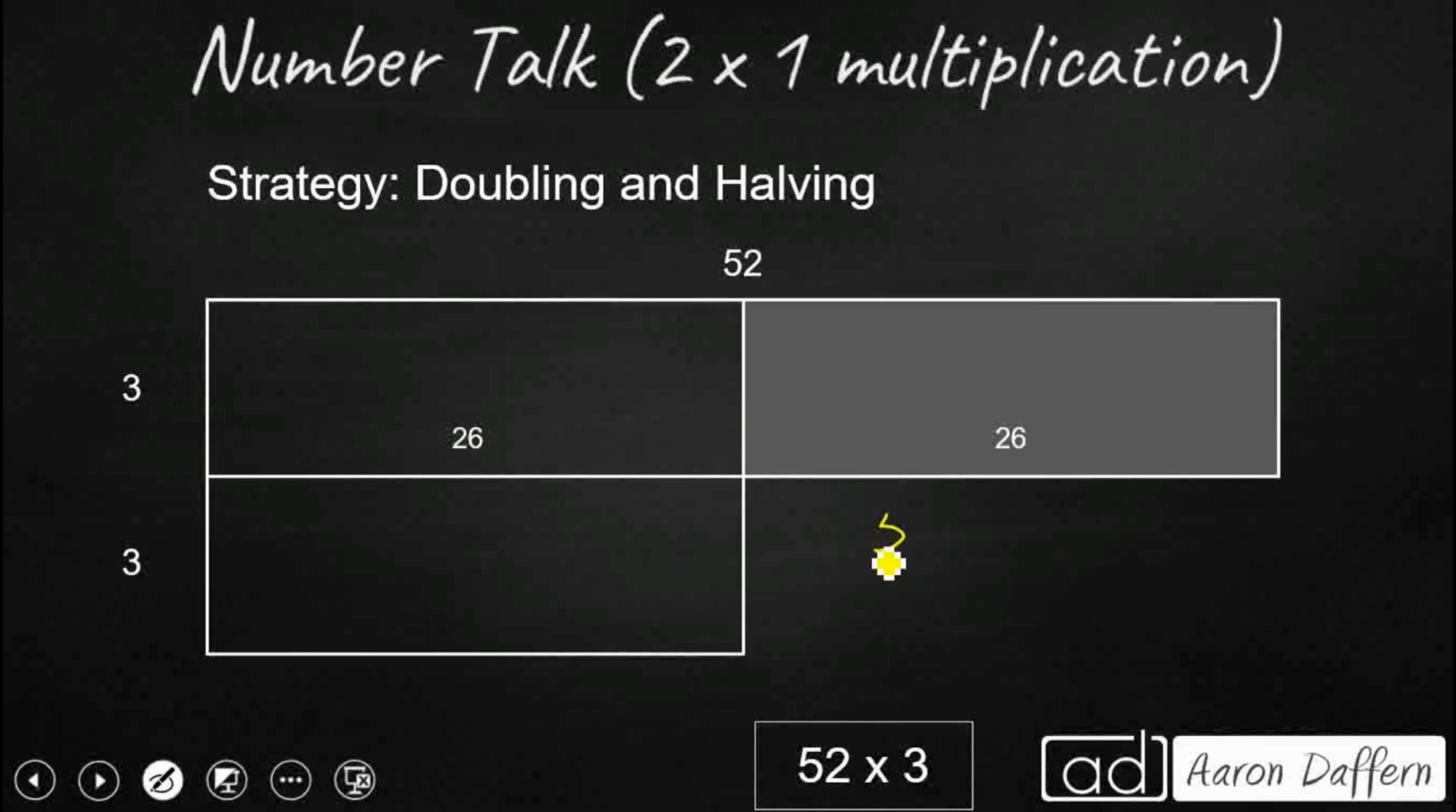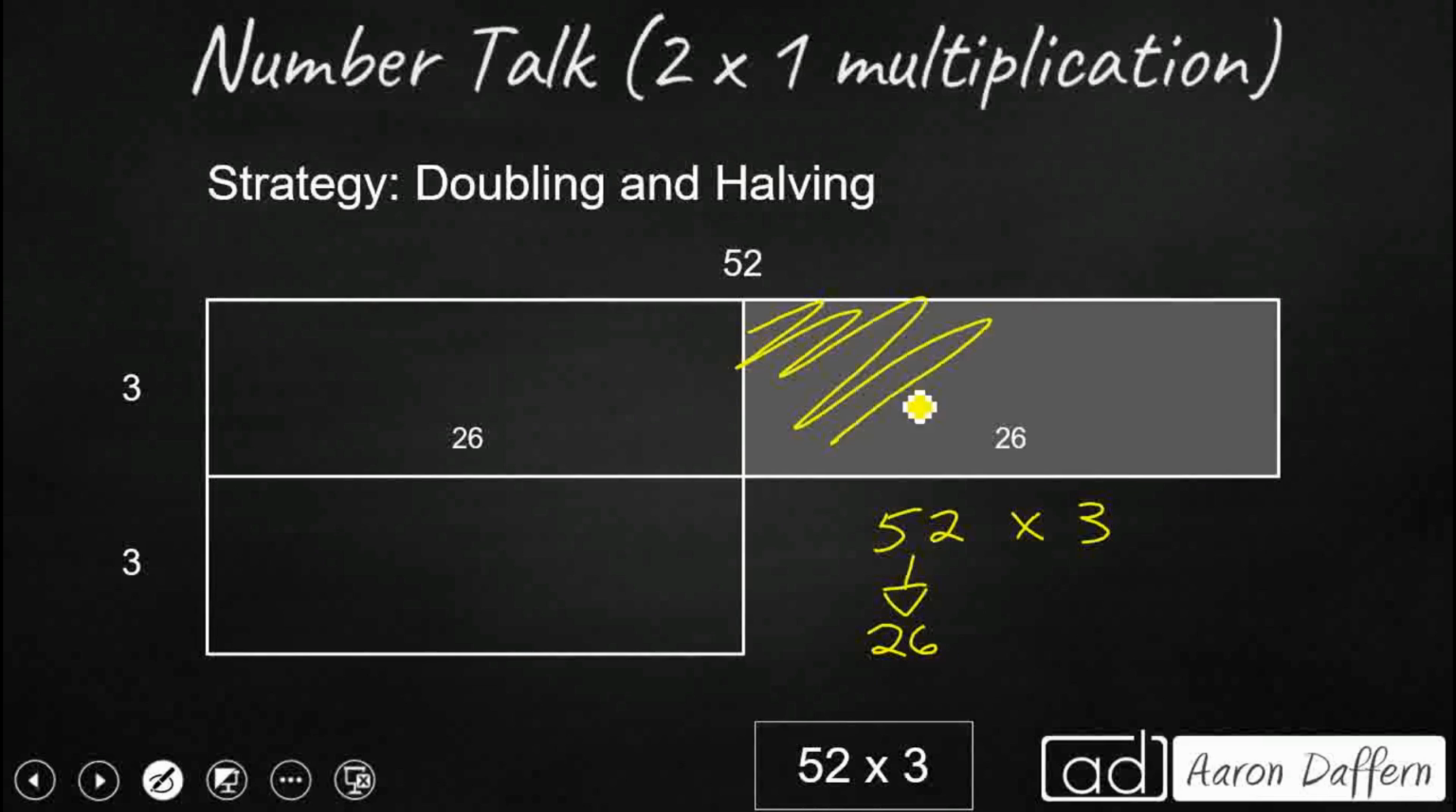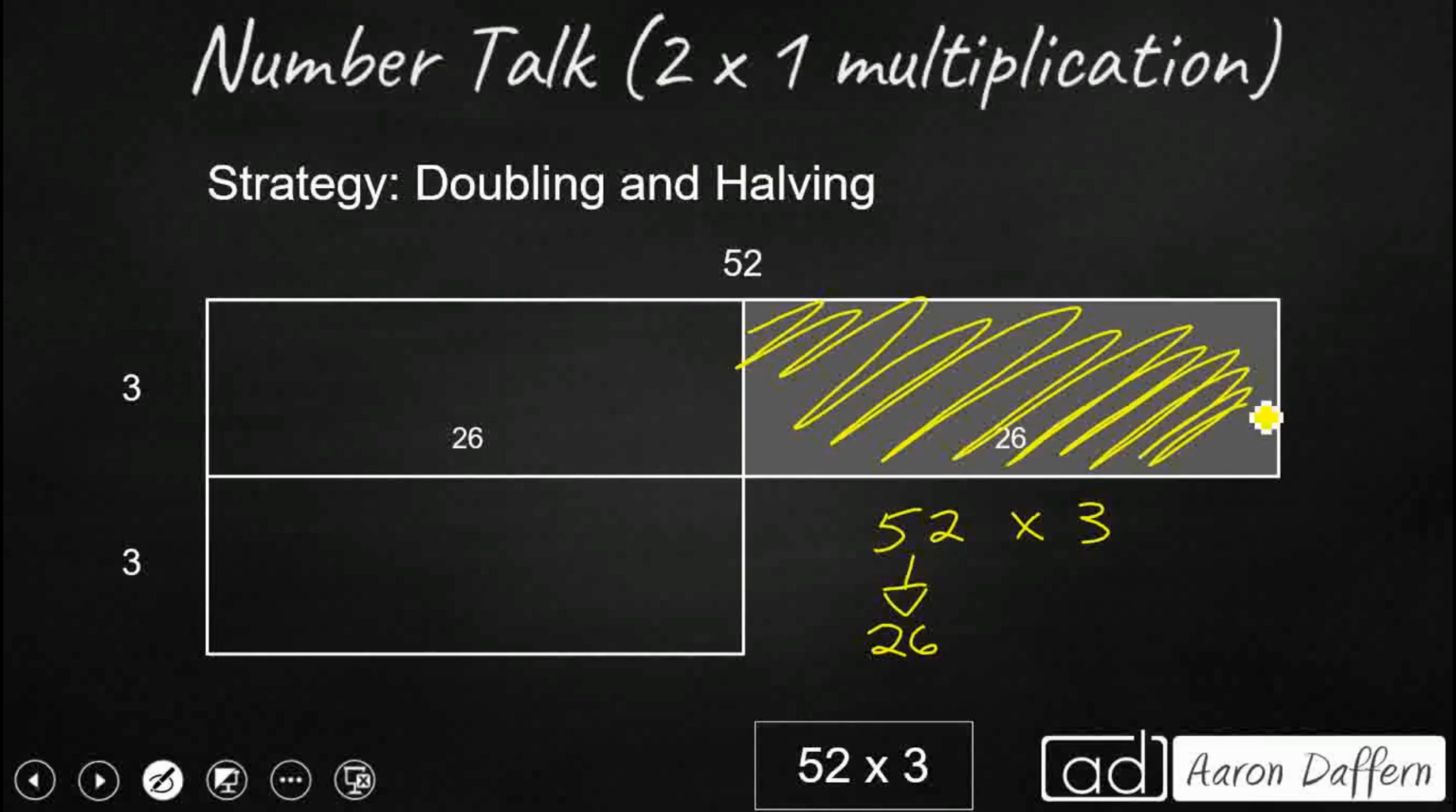Another way to do this would be doubling and halving. This is a pretty cool method. Doesn't always work, but when it does, it usually makes things super simple. So we're going to take our 52 times 3, and we can take one of our factors and cut it in half. In this case, 52 is kind of big. Let's bring it down to 26. So you notice that I drew this gray box right here. I'm going to get rid of that.